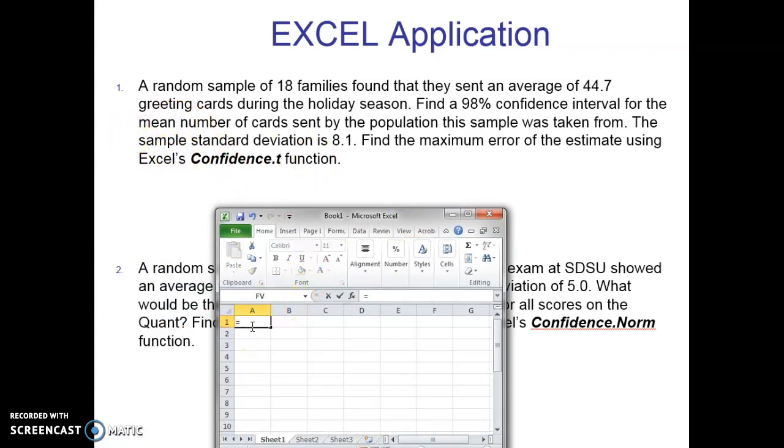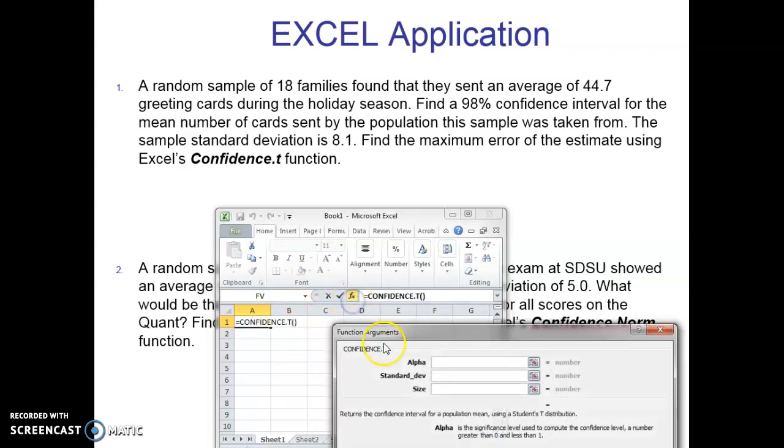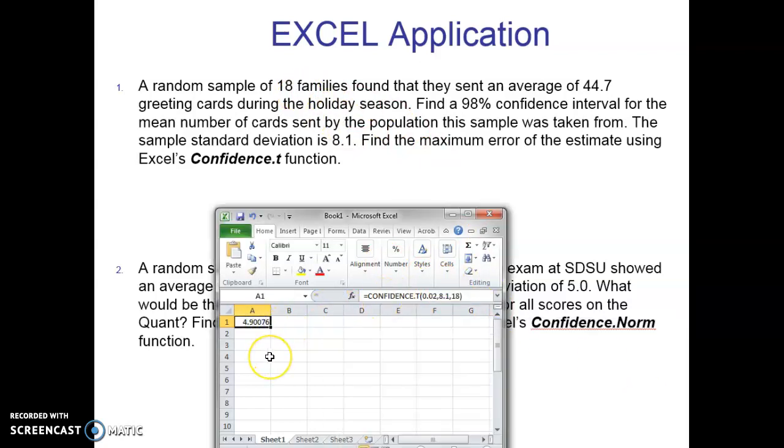So we put equals confidence dot T, pull up our argument box. Our alpha here is going to be 0.02 because it's a 98% confidence interval. Our standard deviation is given to us for the sample of 8.1, and our sample size is 18 families. If you do this correctly, you get 4.9. That means the true population range is going to be 44.7 greeting cards plus or minus 4.9.